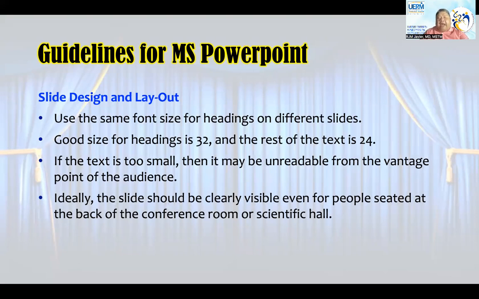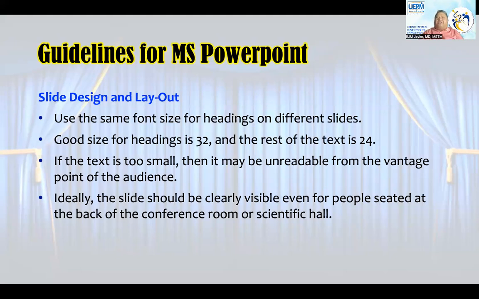Ideally, the slide should be very visible even for people seated at the back of the conference room or the scientific hall. I was mentioning earlier on about colorblind individuals. One of my difficulties when I was a student, when we were in grade school, I remember we have the blackboard. The blackboard is generally green, if I remember correctly, but I am colorblind. And sometimes my teachers would use red chalk. I can never read the red chalk on a green blackboard.